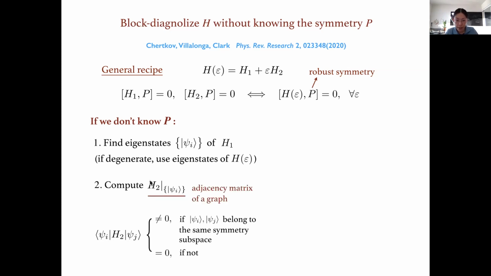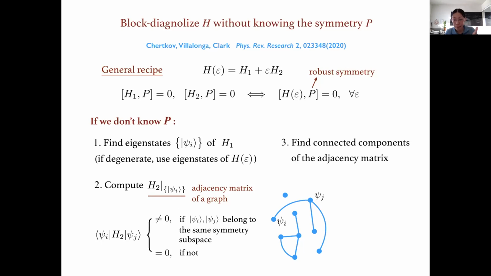And this matrix, H2 under the eigenstates of H1, is basically an adjacency matrix of an undirected graph. So what do I mean by that? Here is a graph consisting of points and lines connecting the points. The points represent the different eigenstates. And if I draw a line between them, that means they are connected by H2. And it also means they live in the same symmetry subspace of P.